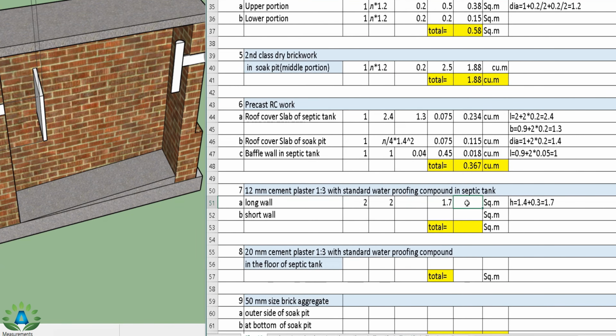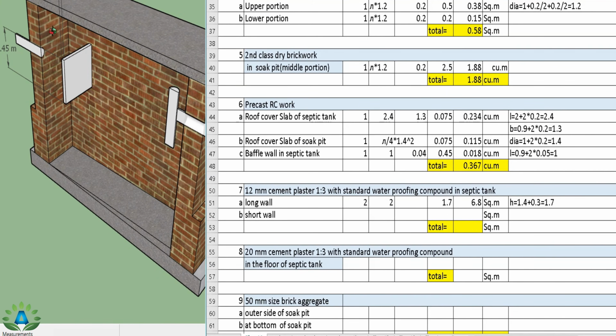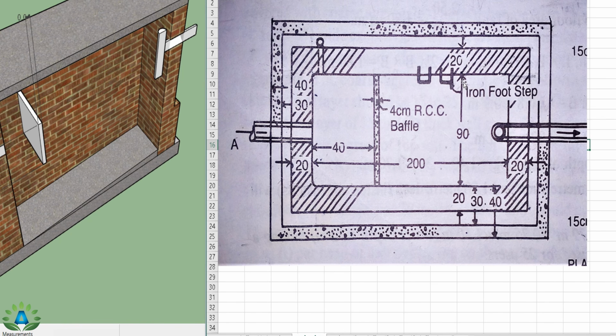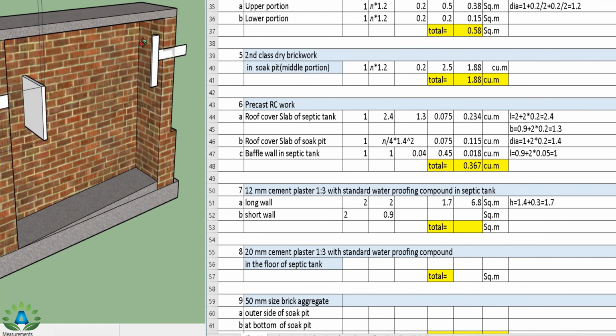Similarly, while calculating this short wall, that means now we are going to do the plastering on these walls. So we have this total length 90 centimeter. So the length equals to 0.9, and we have two number of short walls, and we have the height of this point to this point, that is 1.7 meter, and we get the total quantity 3.06.